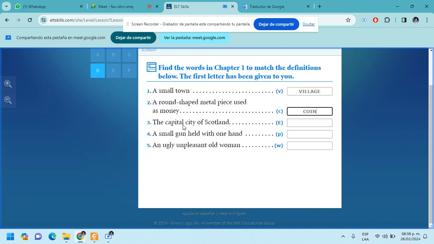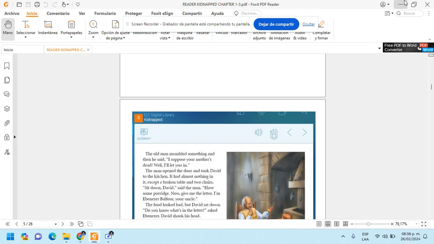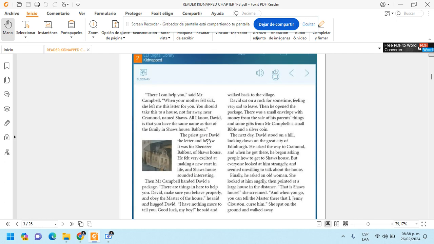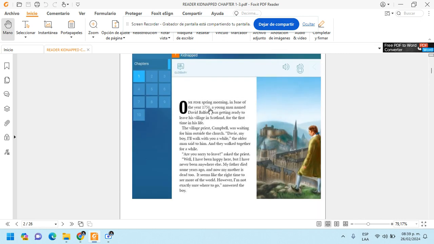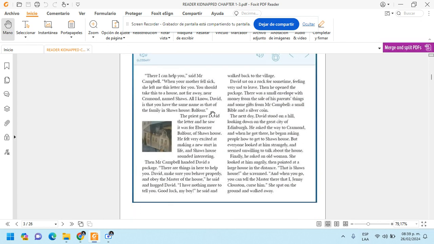Three, the capital city of Scotland. Also mentioned here in the reader. Oh, sorry. Here. It's mentioned. Very good. Edinburgh. Okay? He mentioned this part, no? Oh, where is this part? I read this before. Where is this part? It's in Scotland. The story happens in Scotland, no? So, where is this part? Oh, come on. Edinburgh.